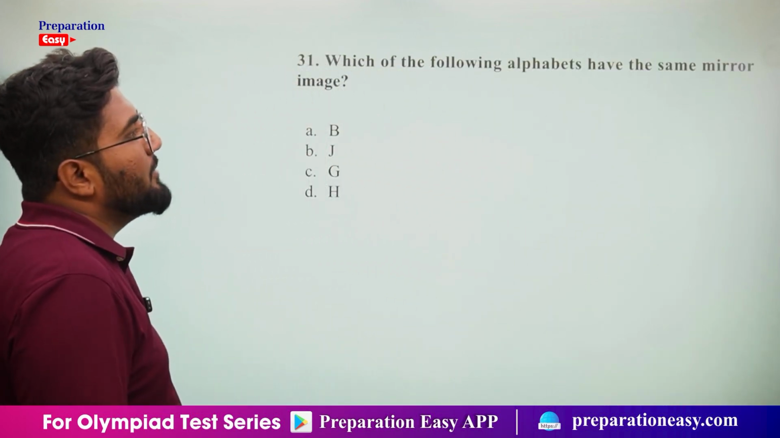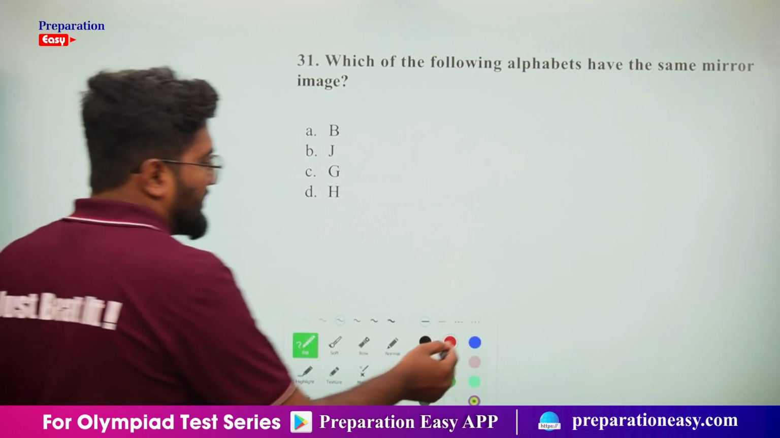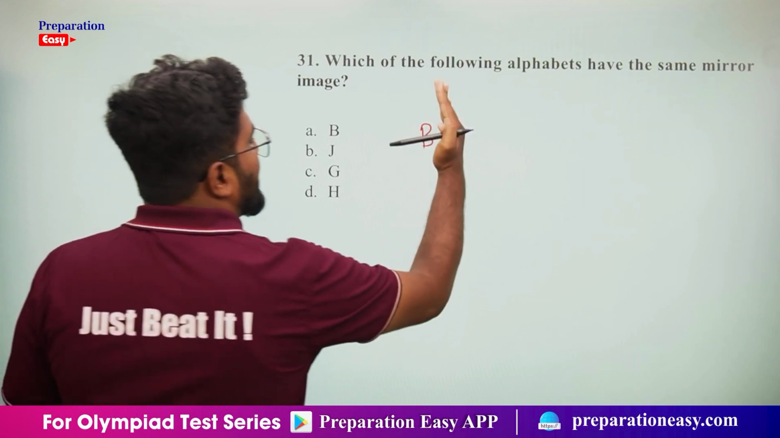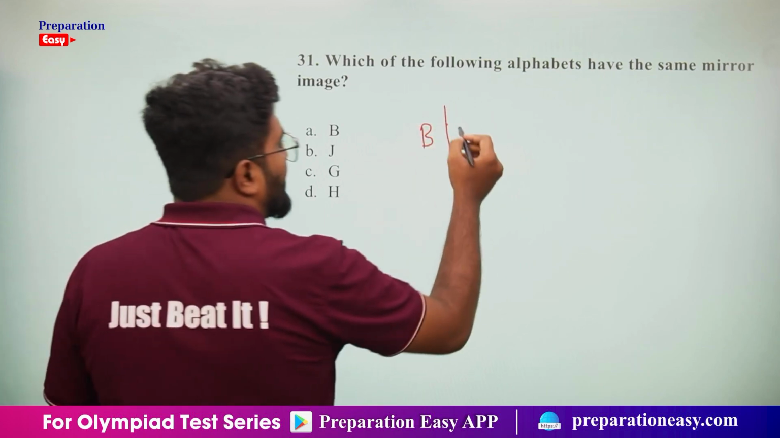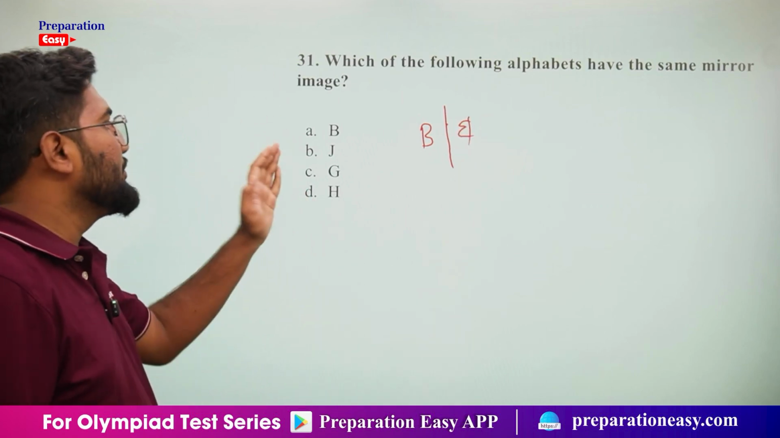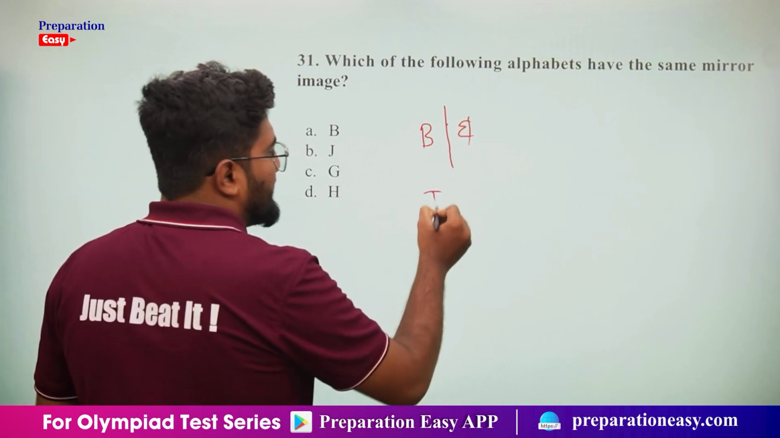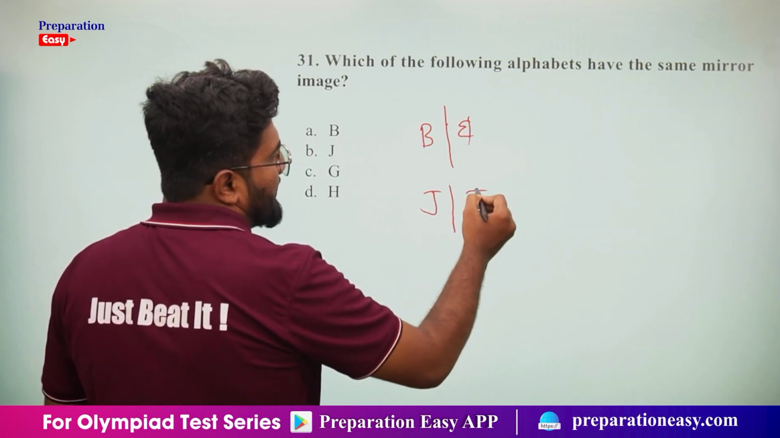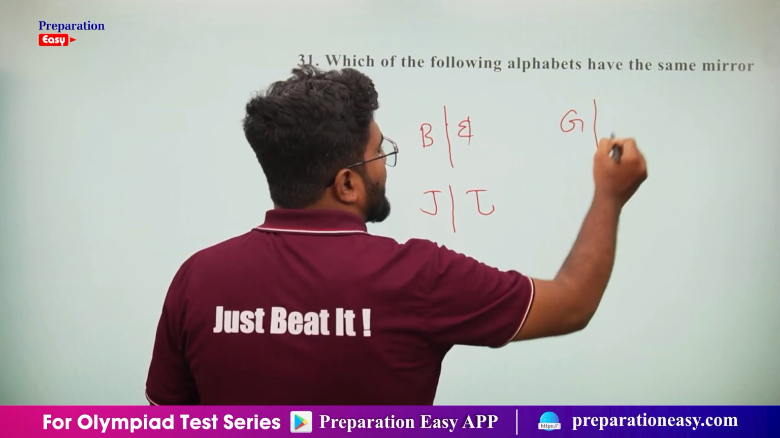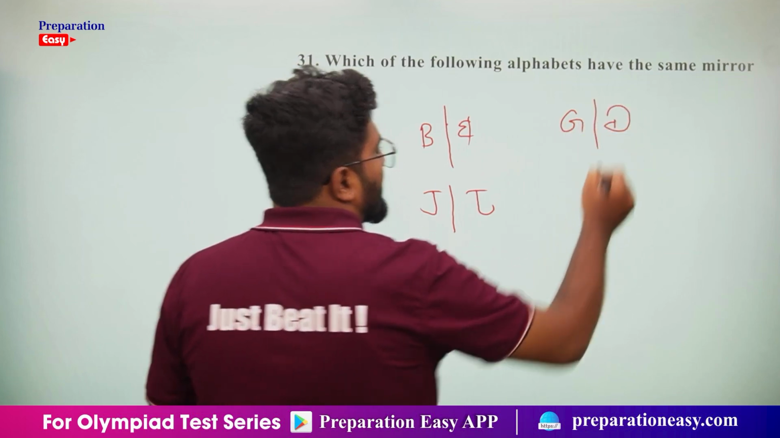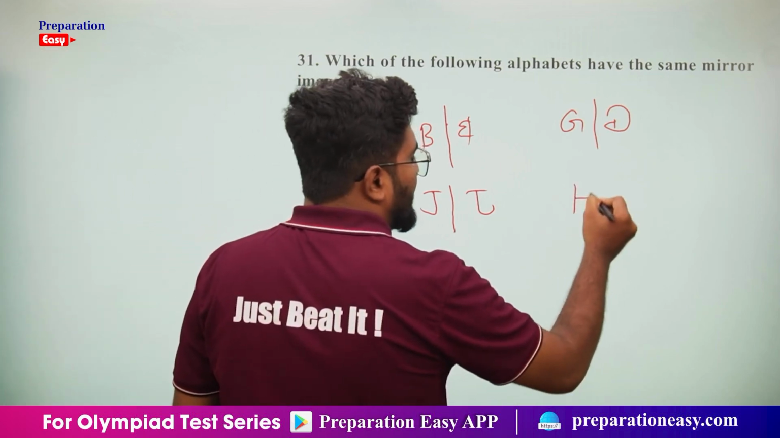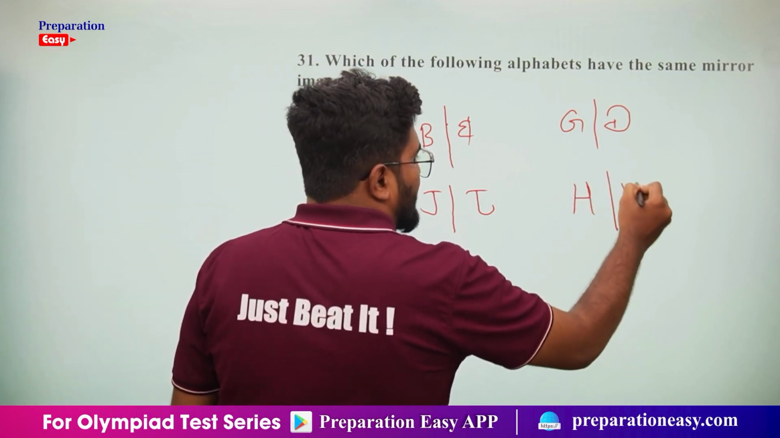Which of the following alphabets have the same mirror image? What is a mirror image? If B is here and I place a mirror here, how will the B look? B will look like this. So if I put J here, what is the mirror image? This will be the mirror image for G. For G, it will look like this. And for H, if I put a mirror here, H will look the same.